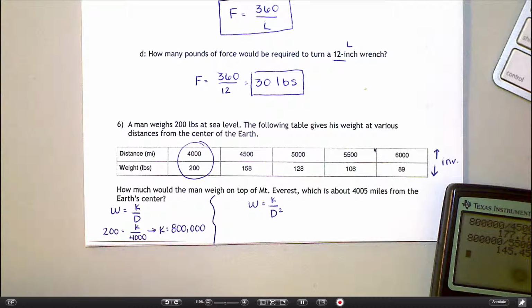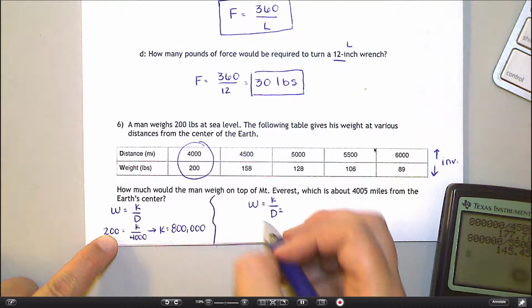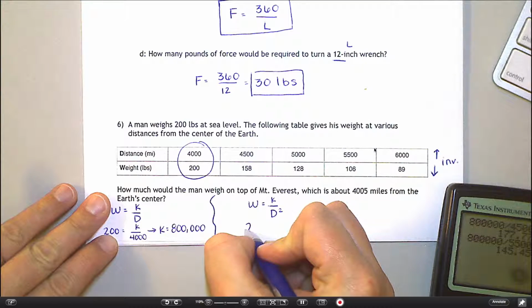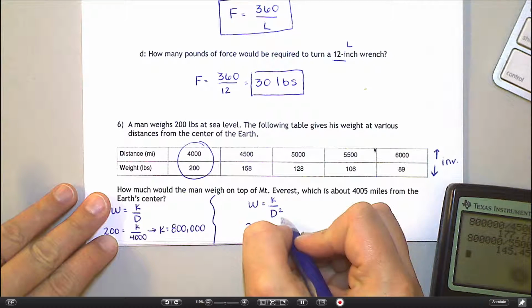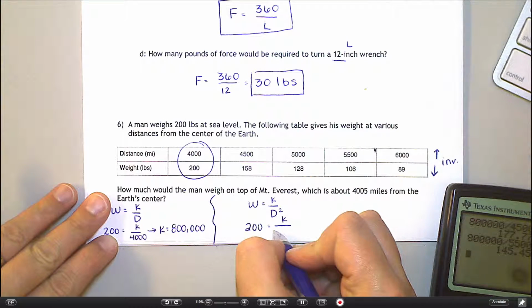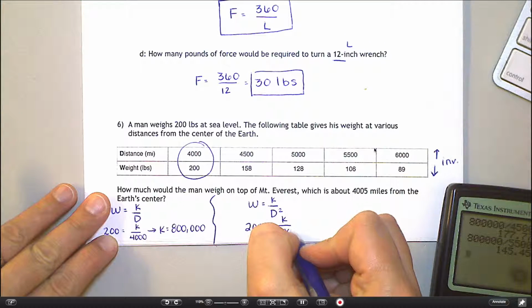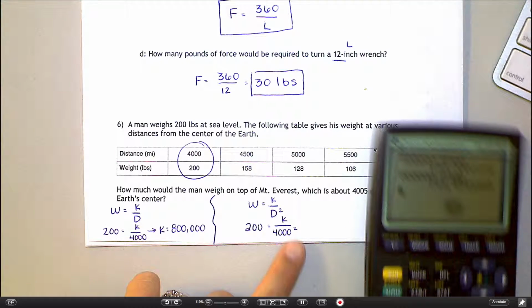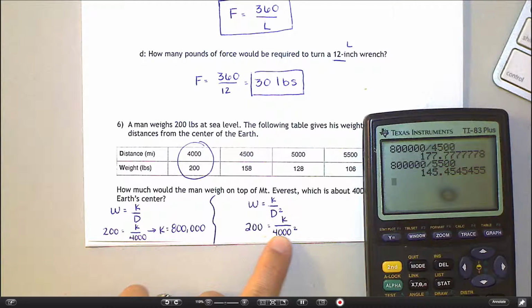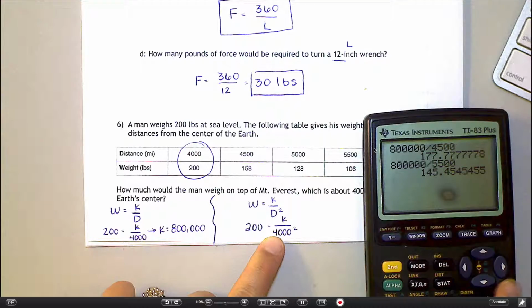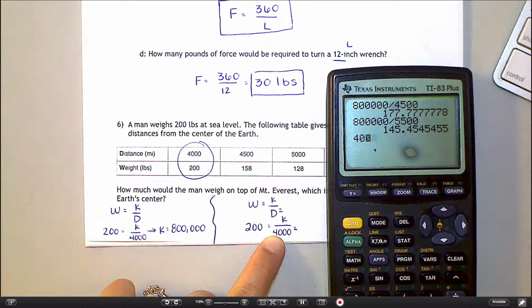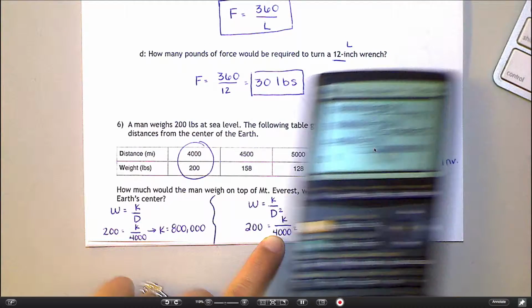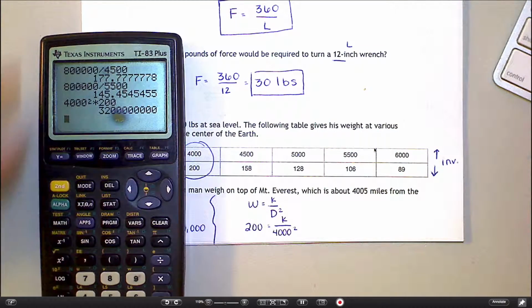That is going to change my K value, though. I can't just keep the same K value. So let's use these same points, the 200 and the 4,000. So I'm going to say 200 here equals K, except this time that 4,000 is being squared. So when I go to find my K value, I'm going to do 4,000 squared times 200. That's going to be gigantic. And I get a K value of, oh gosh, I don't even know how many zeros that is.